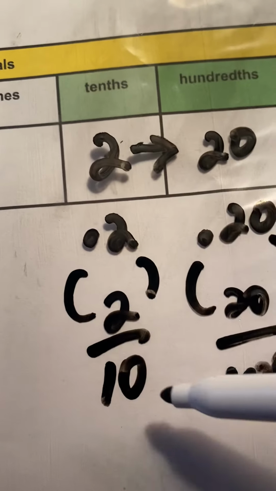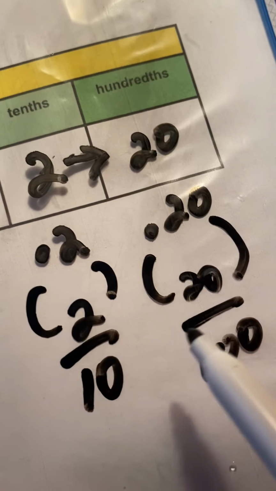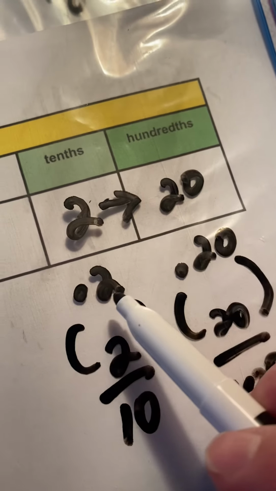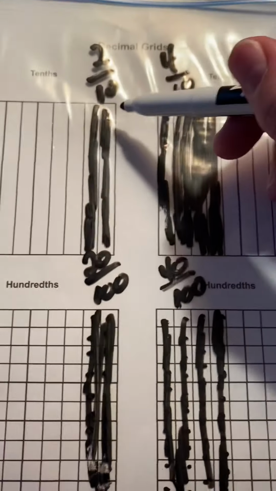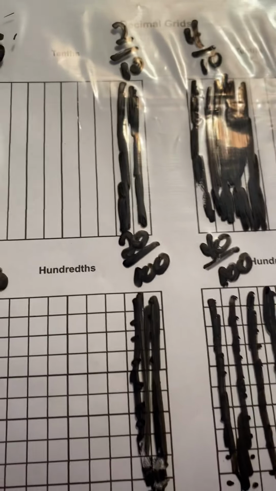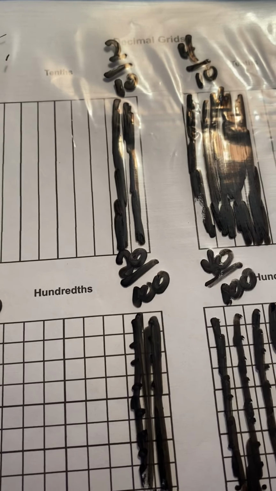2 tenths, 2 tenths. 20 hundredths, 20 hundredths. These are the exact same thing going down this way. These are equivalent fractions. If I have 2 tenths or 20 hundredths, look, we did the work right here. Here I've got 2 tenths or 20 hundredths. Those are equivalent fractions.